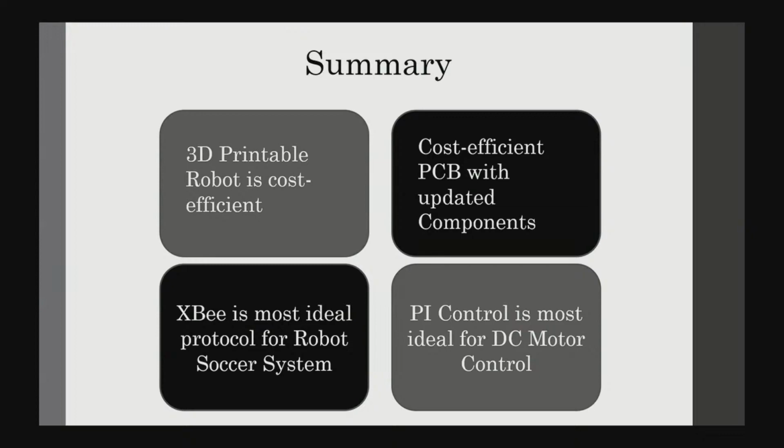We've identified that XB is the most ideal protocol in terms of communication for the robot soccer system due to its low latency and reasonable distance. We've also identified that PI control is the most ideal for DC motor control because of its simplicity and because of its accuracy when controlling DC motors.